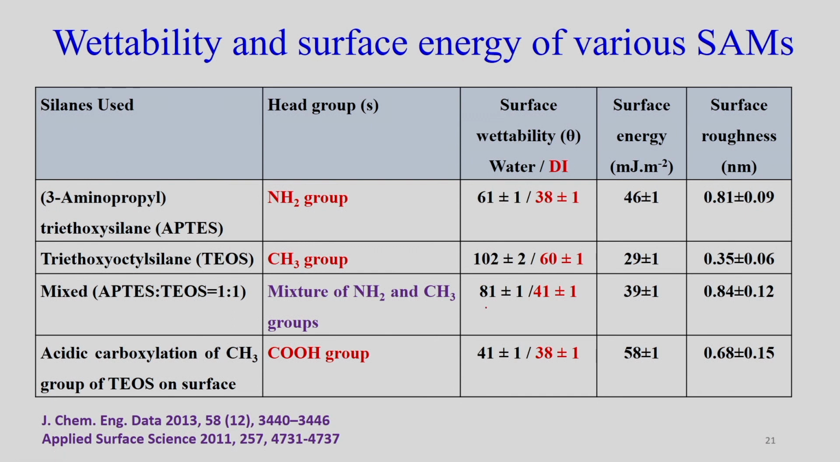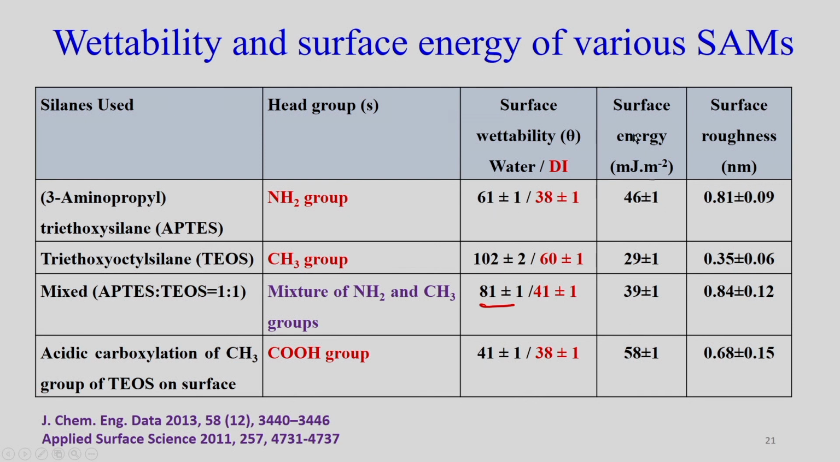Here again it is verifying the Cassie equation. It should come in between these two depending on the ratio of NH2 and CH3 groups present on the surface. And as the COOH group is a hydrophilic group, the hydrophilicity, or contact angle of water, is further decreased to 41.